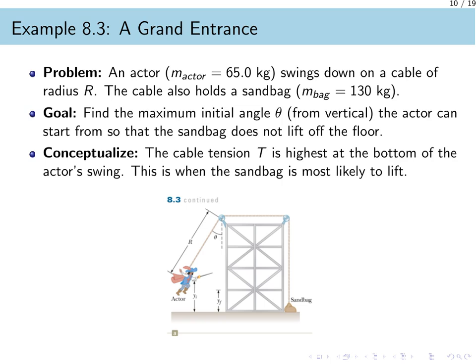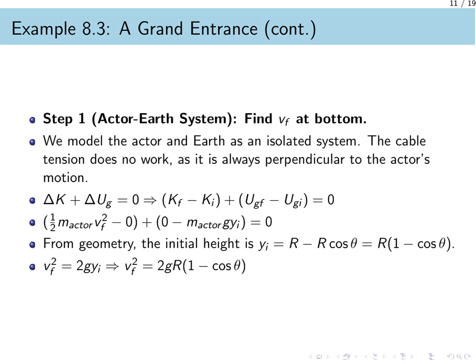This is because the cable must support the actor's weight and provide the centripetal force to keep him moving in a circle. This maximum tension is what might lift the sandbag. The first step in solving this multi-part problem is to find the actor's speed when he reaches the bottom of the swing. To do this, we will model the actor and the Earth as an isolated system. It is important to note that the tension from the cable is an external force, but it does no work on the actor, because the tension force is always perpendicular to the actor's direction of motion. This means our system is isolated in terms of energy, and we can use conservation of mechanical energy.